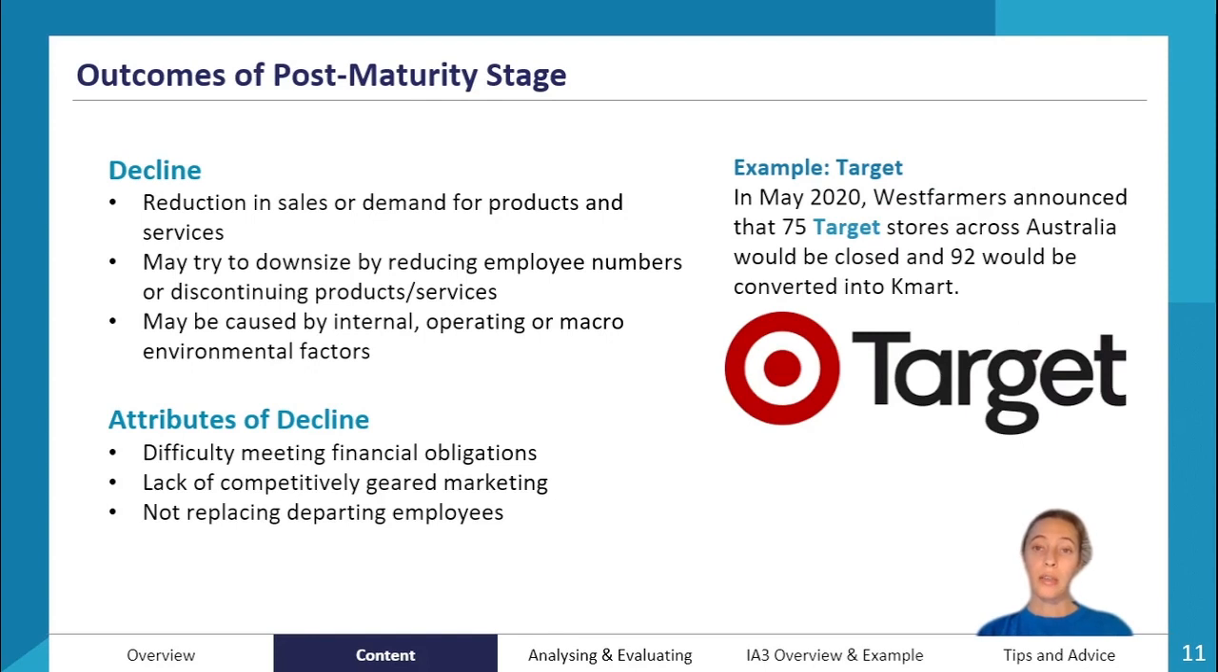Another example is Target. So back in 2020, in the period of COVID, when that first came about, Wesfarmers, the parent company, announced that 75 Target stores would be closed and 92 would be converted into Kmart. And Kmart was doing far better at the time, so trying to appeal to consumers by going for what they were looking for. People wanted Kmart for the lower price point and that kind of thing. So they were responding to that market demand.